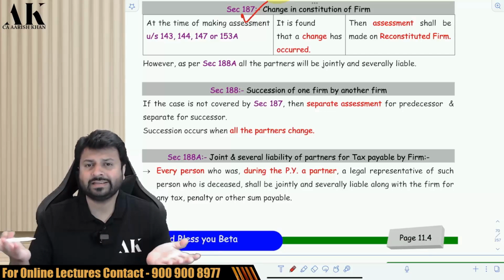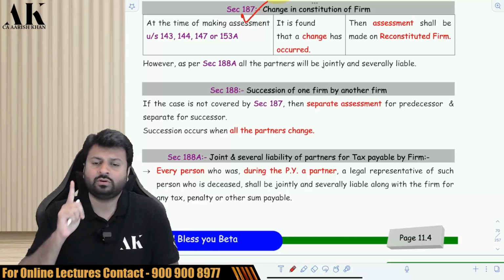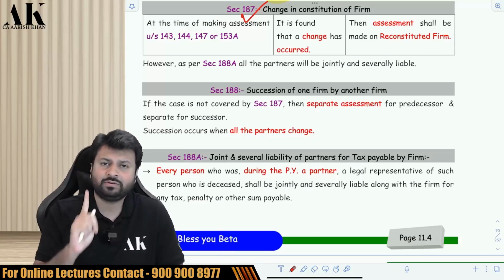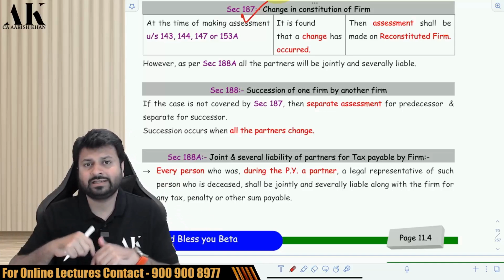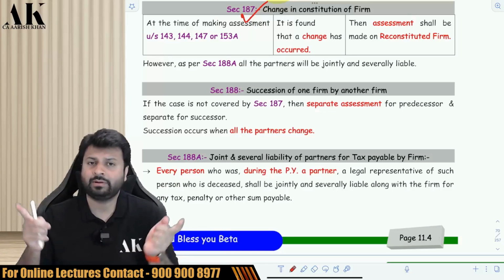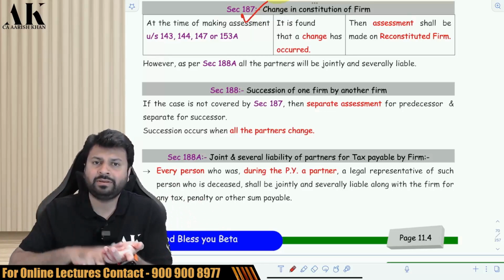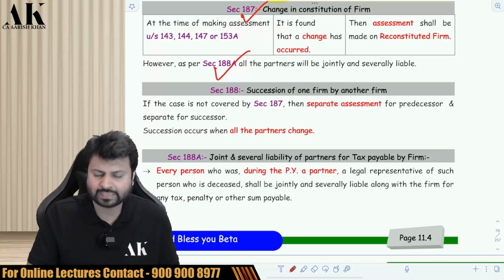Okay. So in that case, will the firm file two returns? No. The firm will file only one return. Only one return will be filed. Now, in case in future there is a tax liability coming for this year, then who will be liable? All the partners will be liable. A will be liable, B will be liable, C will be liable, D will be liable as per 188A.